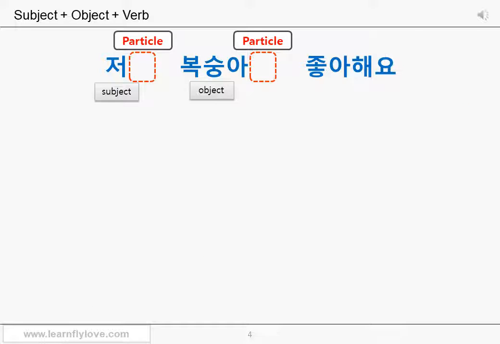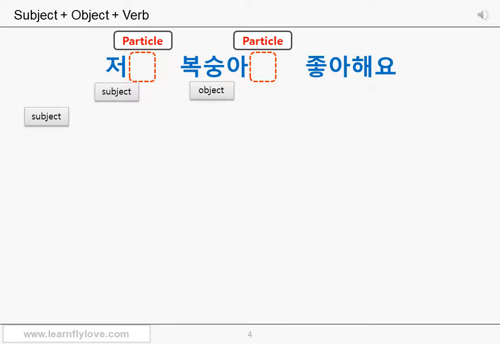Now let's learn which particle you can add to the subject and the object of the sentence. Let's use the same sentence: I, peach, like. 저 복숭아 좋아해요. Let's talk about the subject first. There are two different particles you can add to indicate the subject of a sentence.